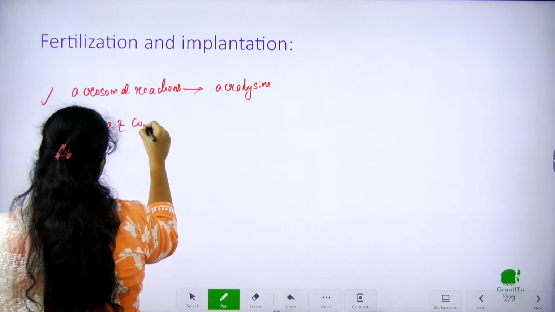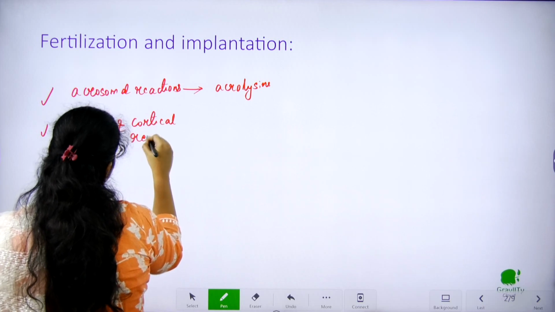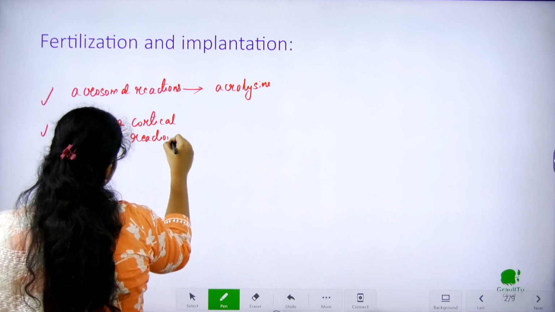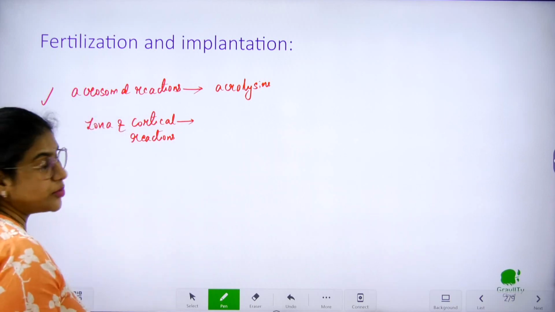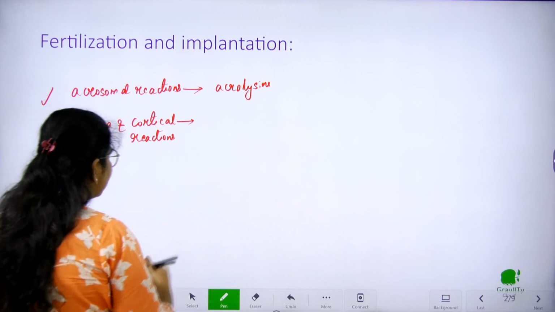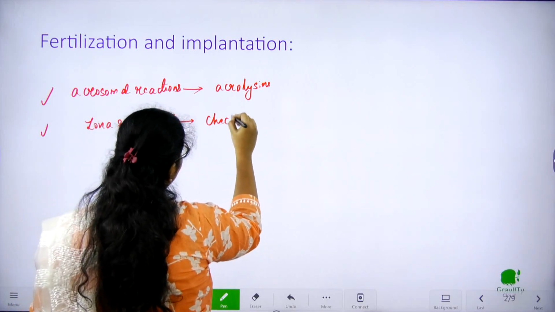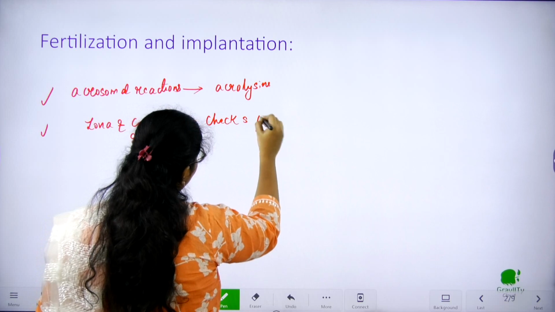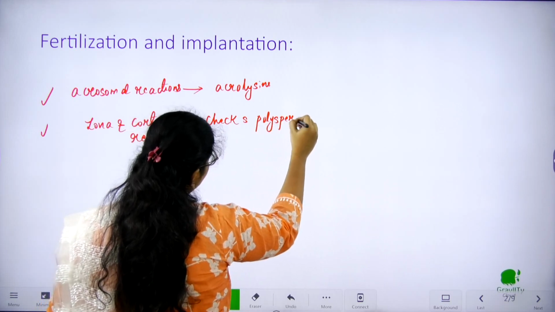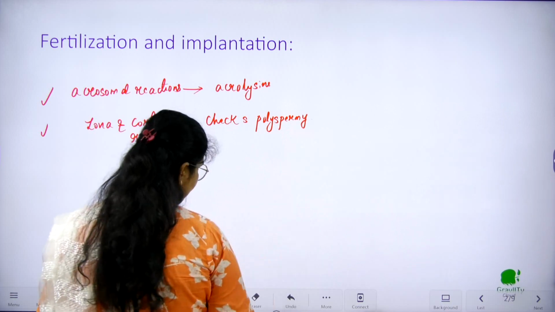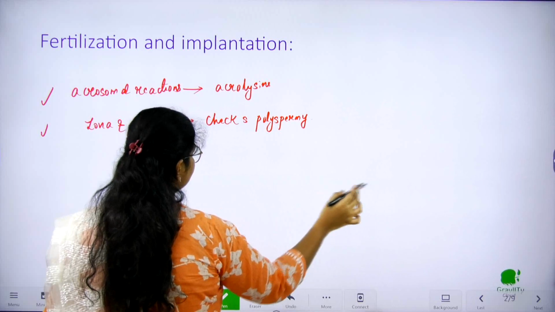Did I mention this? Zona and cortical reactions. These reactions happen at the region of the ovum, and these reactions are the reason for controlling polyspermy, or else polyspermy can take place. So this checks polyspermy, slow block polyspermy. Am I clear with this? So now taking the zona and cortical reactions.